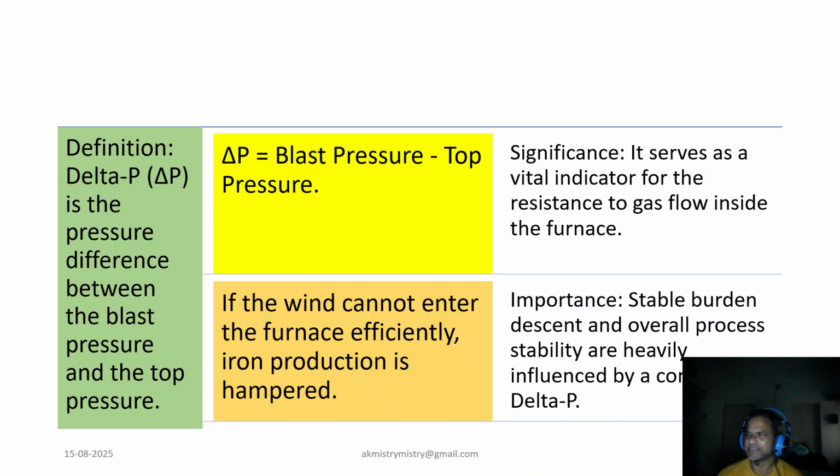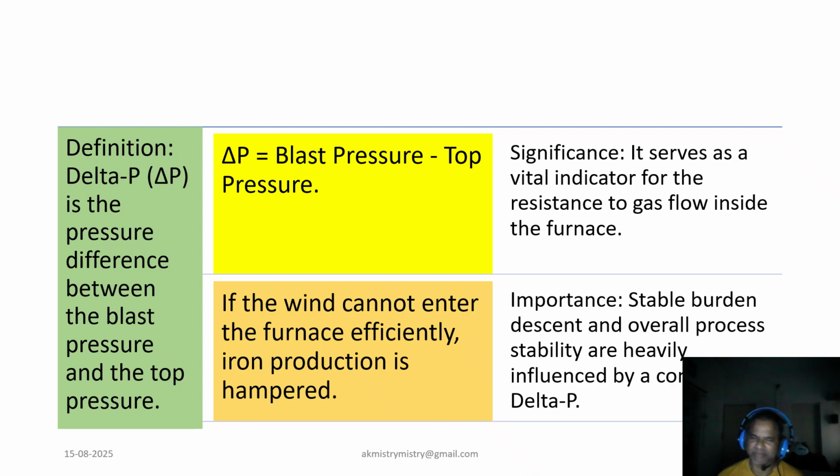Now coming to this slide, which shows that delta P or dP is the pressure difference between the blast pressure at the tuyere and the top pressure at the furnace throat. Simply put, delta P is equal to blast pressure minus top pressure. It tells us how easily gas can flow through the furnace. So we can say that it is the easiness of the gas traveling from tuyere to top. If the wind struggles to enter, iron making suffers. As we have just discussed.